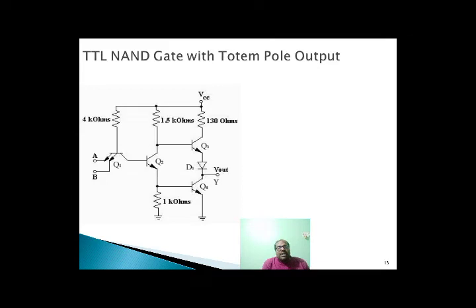In between Q3 and Q4 a diode is present. It forms the totem pole output here. That means NPN transistors are connected one on top of another. It is nothing but the totem pole output. In this, the transistor Q1 and the resistor R1 form the AND gate, and the rest of the circuit forms the inverter.